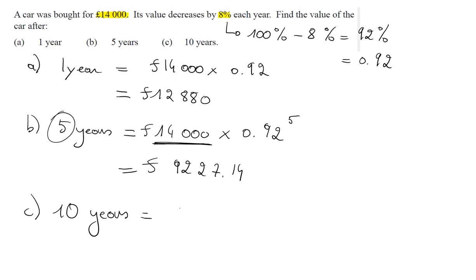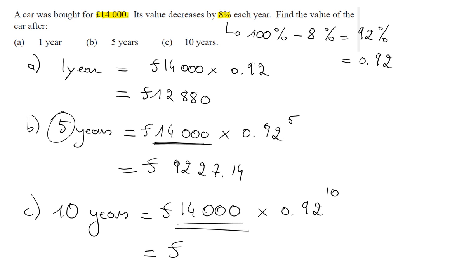Now, for C, easy question, 10 years. Again, I'm going to start with my original value. So that's 14,000, guys. Again, you go back to your original value. You don't use anything you've calculated before. No, the original value times 0.92 to the power of 10. And what do I see? After 10 years, my car is going to be worth 6,081 pounds and 44 pence. That's what it's going to be worth.